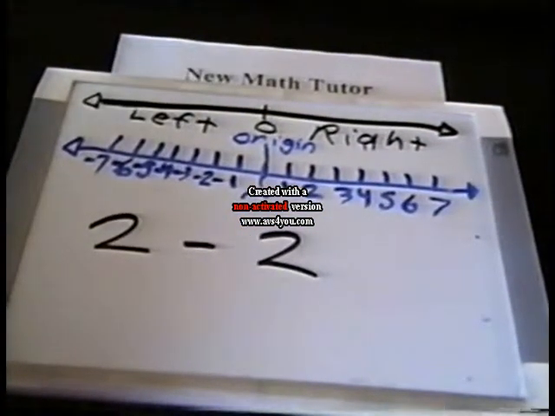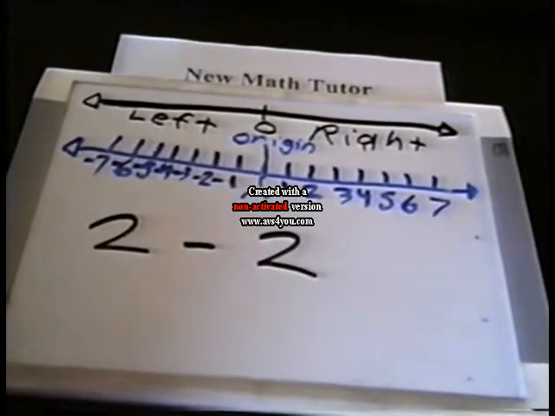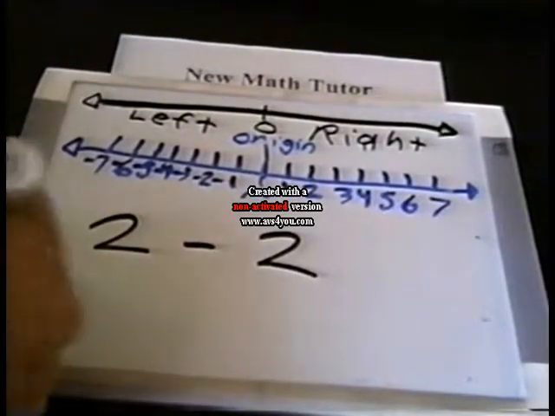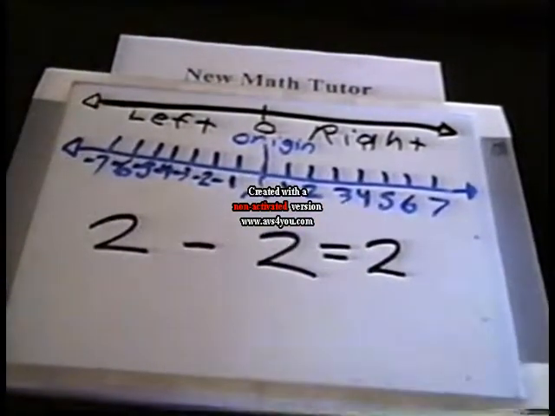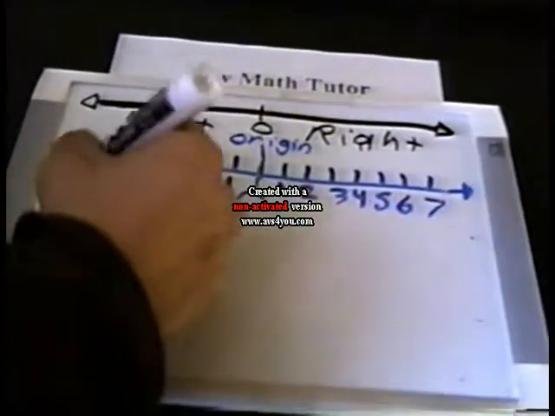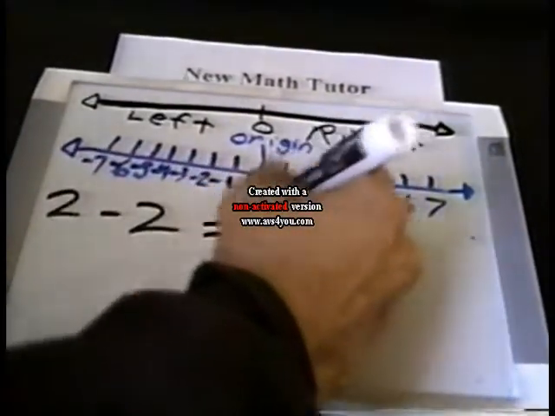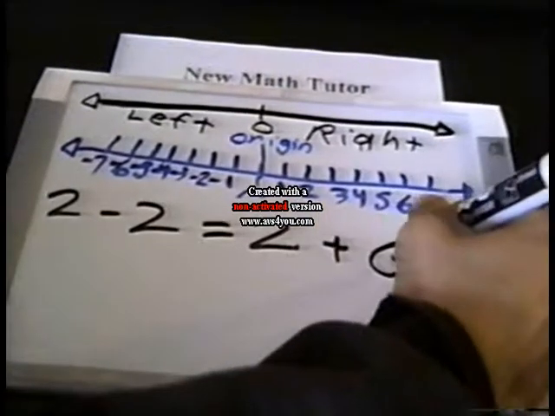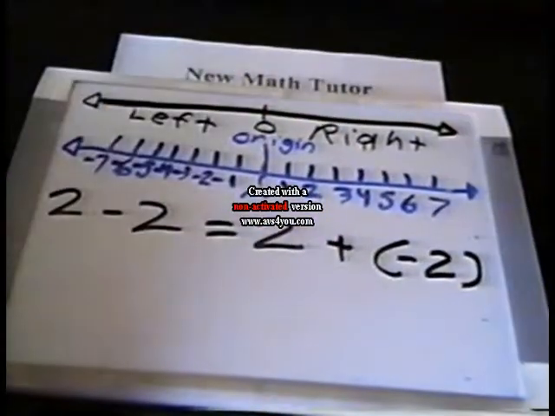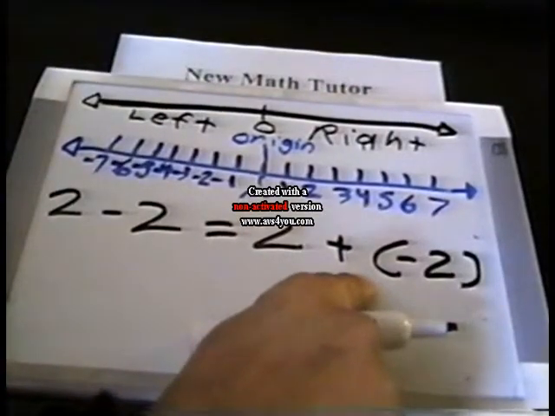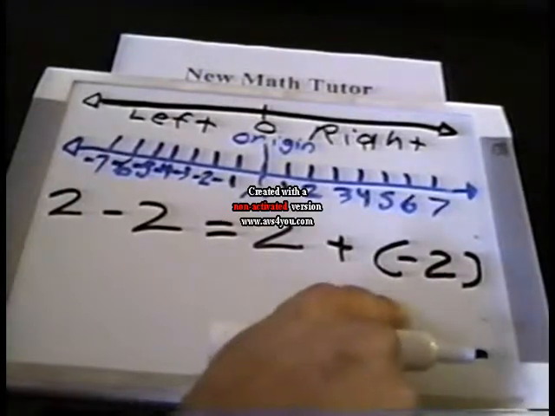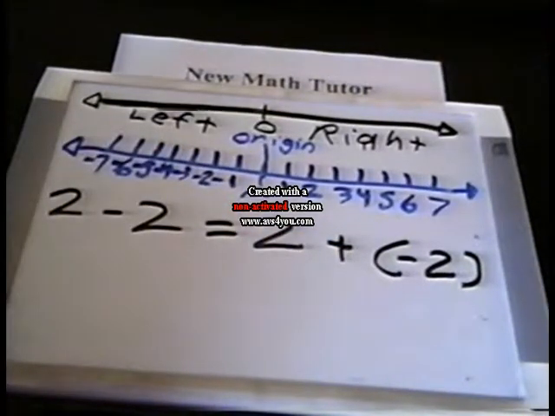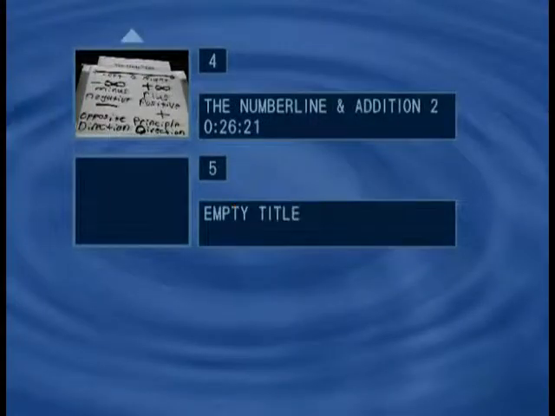Let's say if we have 2 minus 2. With algebra, we would also always rewrite that. We write a 2 minus 2 as a 2 plus the addition of 2 and a negative 2.